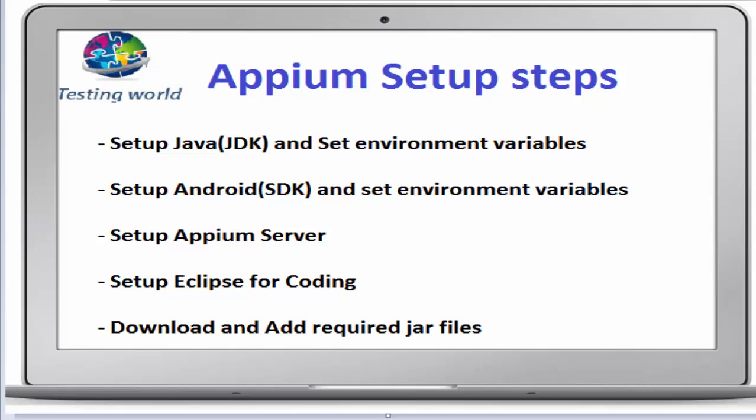In this session, I'll show you the second step of the Appium installation process. In this step, we are going to set up Android SDK and set the environment variable. So that will be our second step. For setting up Android SDK, first we need to download this SDK.